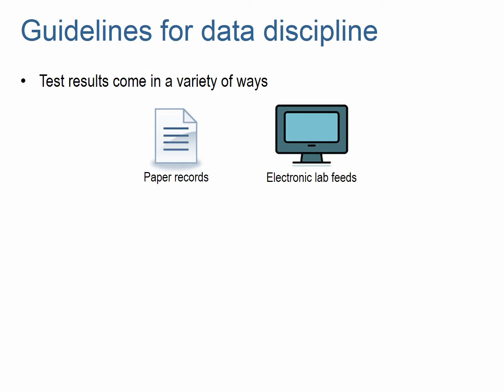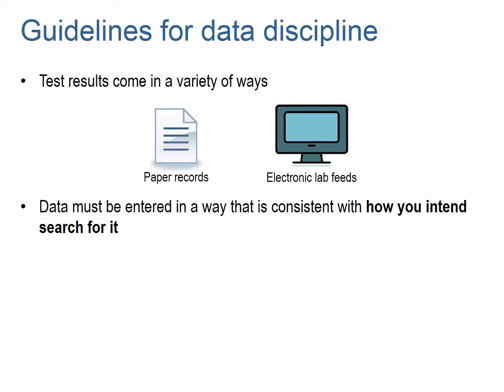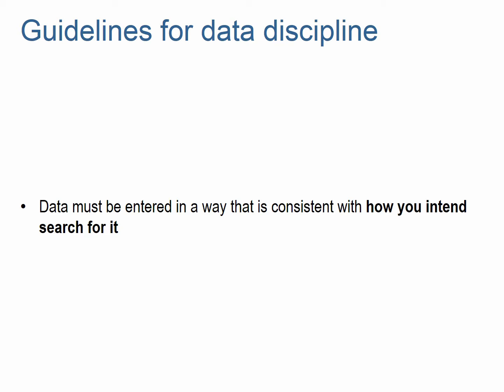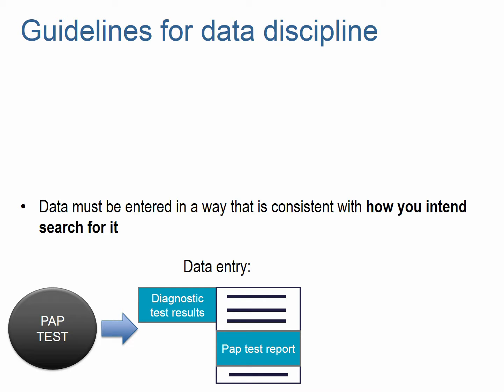Now, there may be more than one way to classify a test result, but data standardization teaches us that we need to make sure we are classifying the test in the same way that we will intend to search for the result later. To demonstrate with an example, say your office receives a Pap test result for a certain patient. A member of the office staff may classify this Pap test as a Pap test report under the category of diagnostic test results. This on its own may be fine.